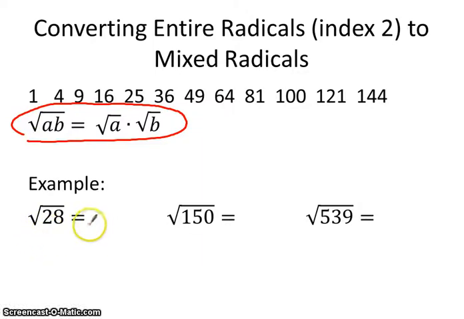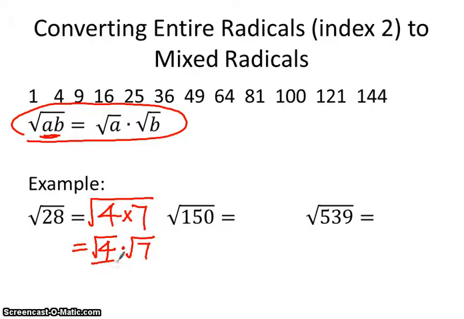So if I have root 28, I examine my list, see which number goes into 28. The answer is 4. So I'll write 28 as a product, A and B here. And now, according to this property, I can change root 4 times 7 to root 4 times root 7. And now you recognize root 4 is actually a whole number. That's a 2. So 2 root 7. You don't need to put a times sign here. You could put it there, nothing wrong, or you can just leave it out. So 2 root 7 means 2 times root 7. That's the simplest form. You are converting an entire radical to mixed radical.